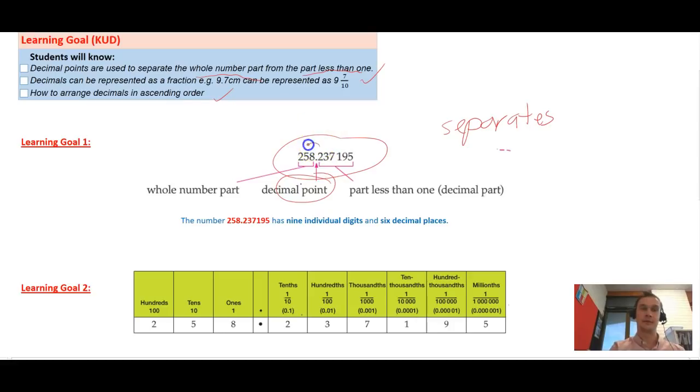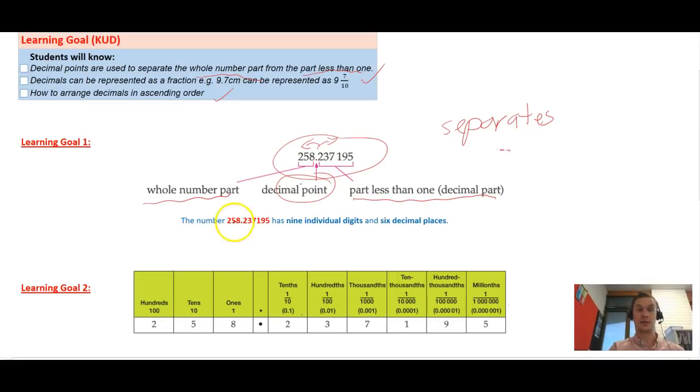Every number to the left is a whole number. So that is 258, a whole number. Every number to the right of the decimal point is less than a whole. So this is part of a whole, and these are what we call our decimal places.